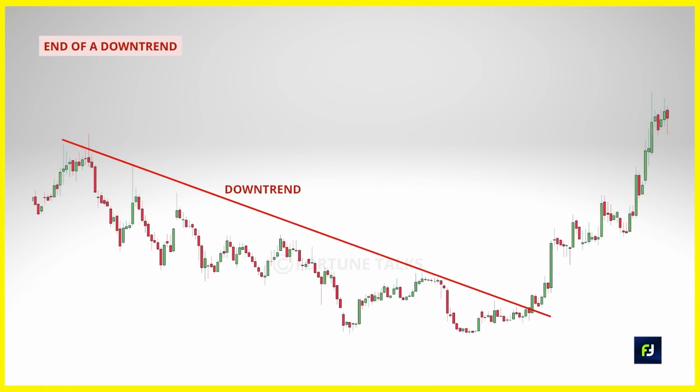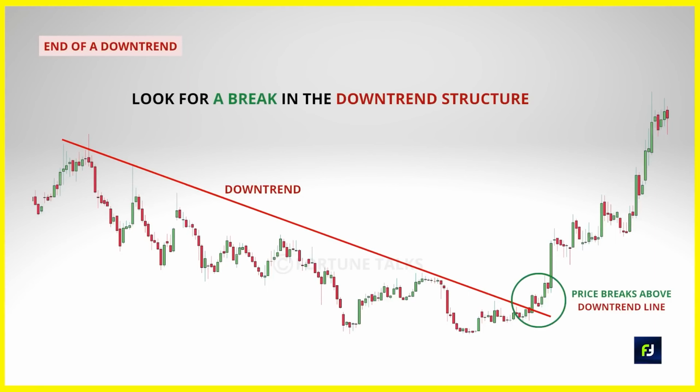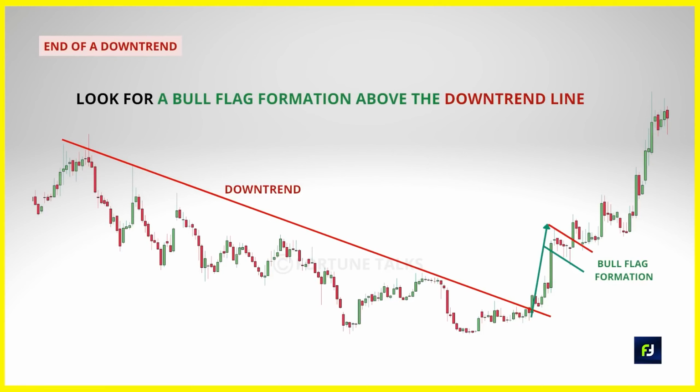Now, this method has to do with the market structure. So if you don't know about the market structure, you can watch it from my price action playlist. It's a rather simple method. You have to look for a few things before you proceed. First of all, the price must close above the downward trend line resistance. Now, we are talking about a break in the downtrend structure. Then, if the price forms a bull flag above this trendline resistance, hola, you have got a jackpot trade.